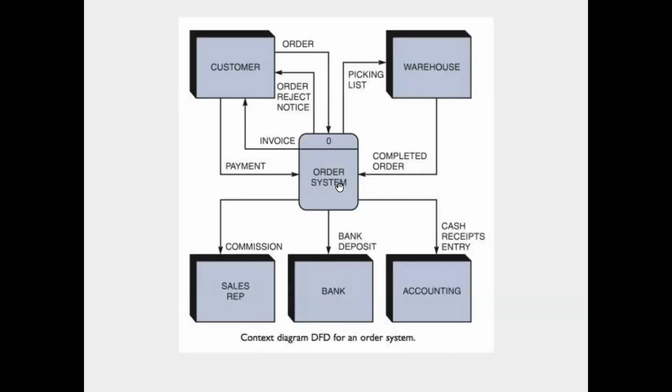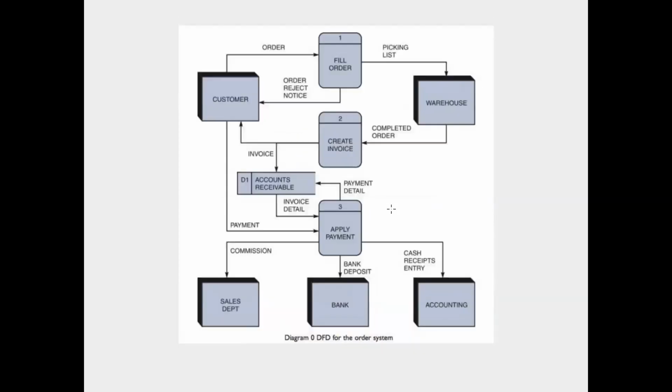Then when you go into detail, level 1, these are the processes inside this. You see, order system at the system level. When you go inside, now we change the numbers as 1, 2, 3. There's no 0 here. And these are the processes. And when you create the code, these will be the functions. So for example, if I ask you to write code implementing this, I might write functions called fill order, create invoice, and apply payment, which represent the processes inside the system.